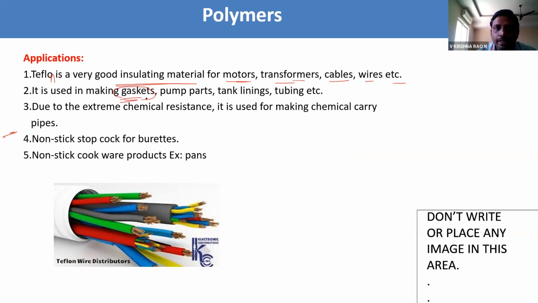It is used in making gaskets, pump parts, tank linings, tubing, etc. Because of its extreme chemical resistance, it is used for making chemical carry pipes, non-stick stopcocks for burettes, and non-stick cookware products like pans. In the preparation of burettes also Teflon is used, and non-stick cookware like pans are prepared from Teflon.